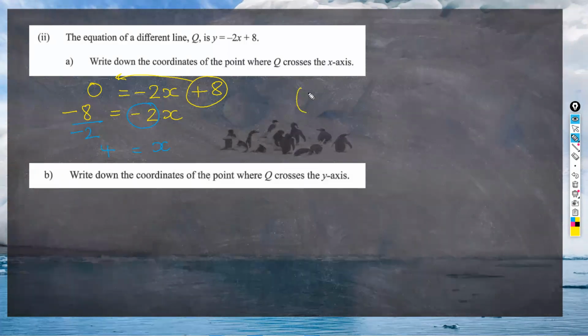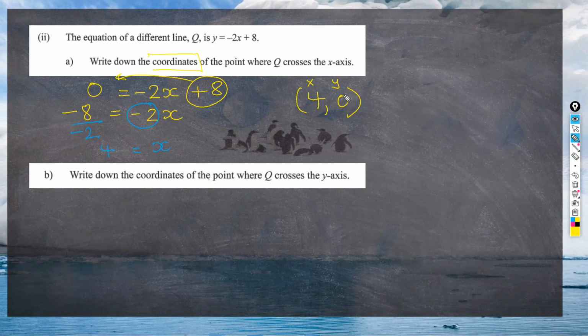Now they ask us for the coordinates, right? Yeah, we have to write it like this. The answer will be 4, 0, because it cuts. But when they say a coordinate, they mean they want the x and y values, right? And of course, whenever something slices the x-axis, the y coordinate is automatically 0.